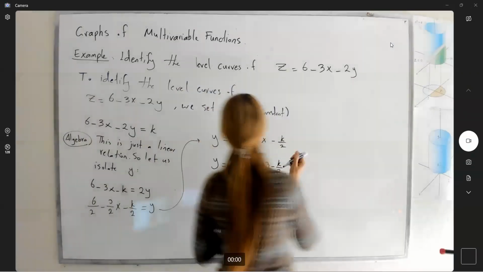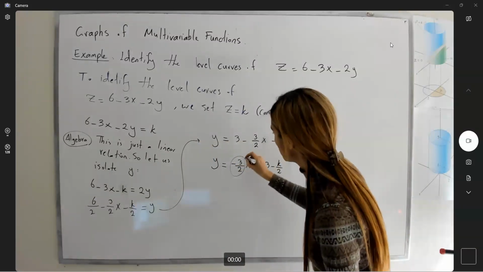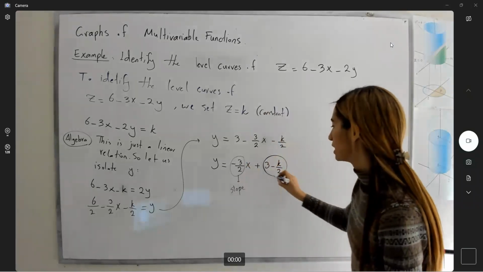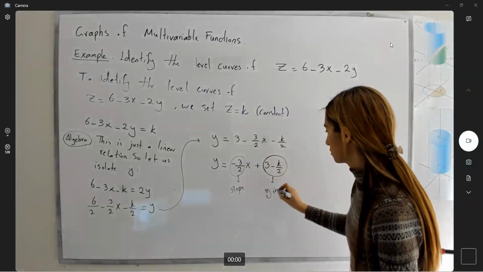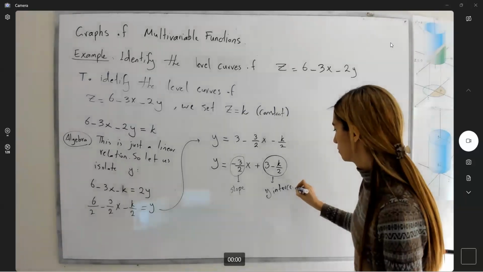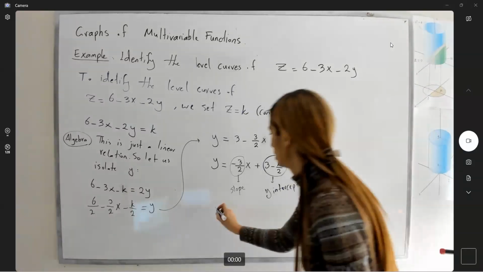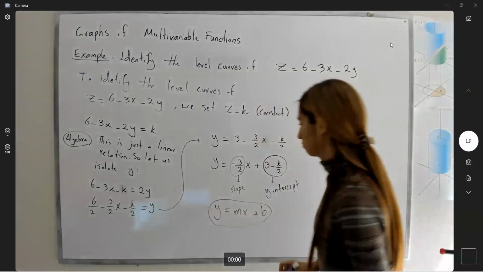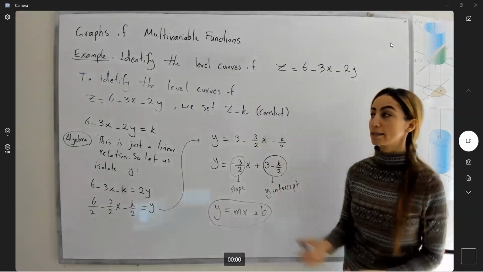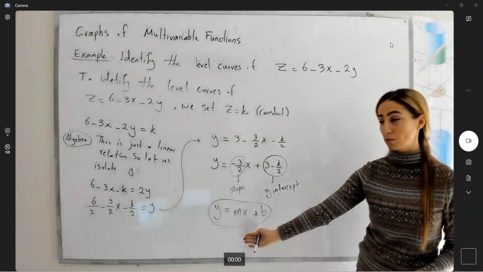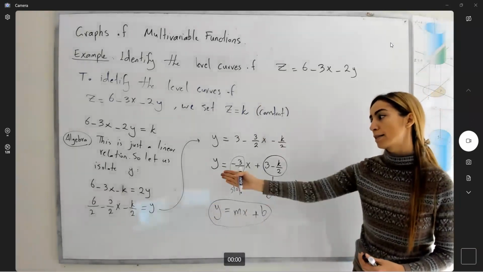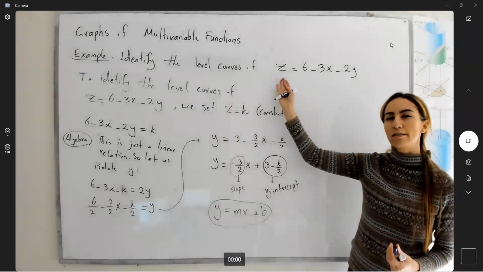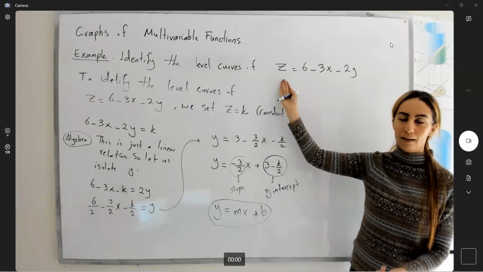This is what I know how to deal with. I have the slope of the line, which is negative, and then I have the y-intercept. This is just pure algebra: y equals mx plus b. It's easy to analyze the level curves this way. So what do we have? It seems like the level curves for this object are parallel decreasing lines.